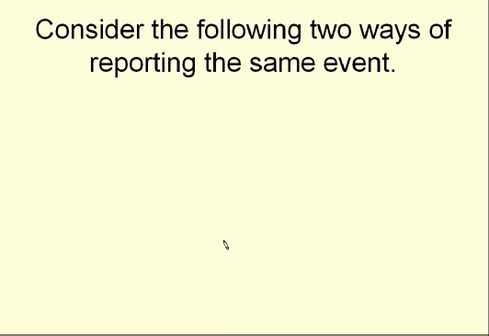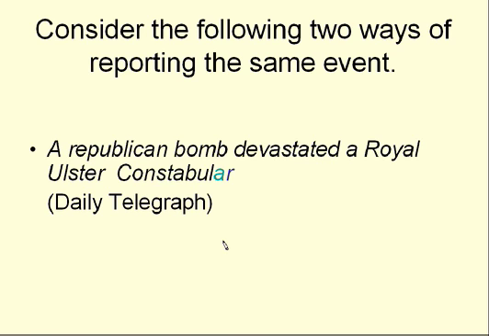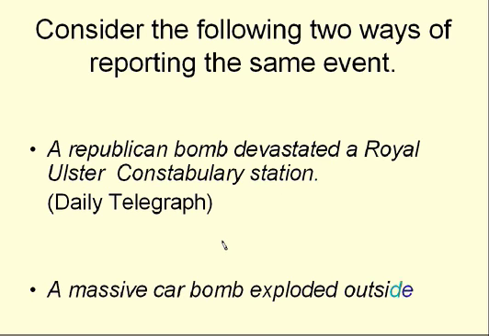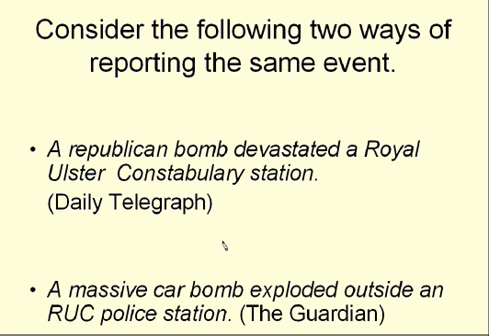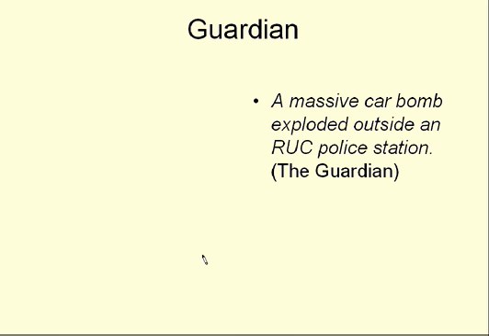Now consider the following two ways of reporting the same event. A Republican bomb devastated a Royal Ulster Constabulary station. This is in Northern Ireland, written by the Daily Telegraph. A massive car bomb exploded outside an RUC police station. So here was the Guardian version.